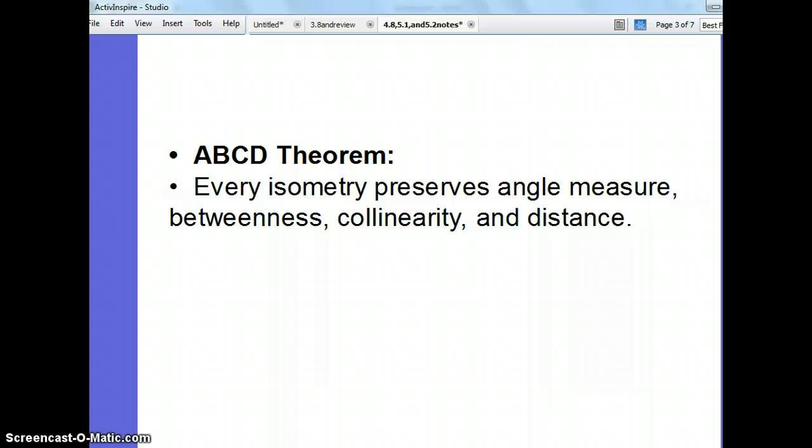The ABCD theorem is the same one that we've been working on before. Now we're going to call it the ABCD theorem. Every isometry preserves angle measure, betweenness, collinearity, and distance. Again, some of this stuff is kind of matching in with chapter 4.